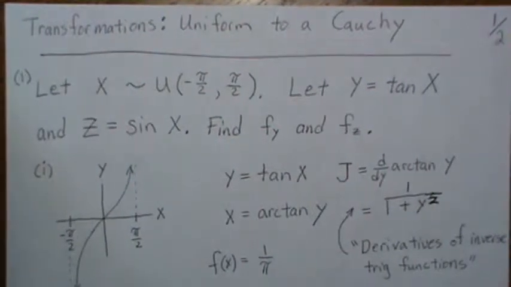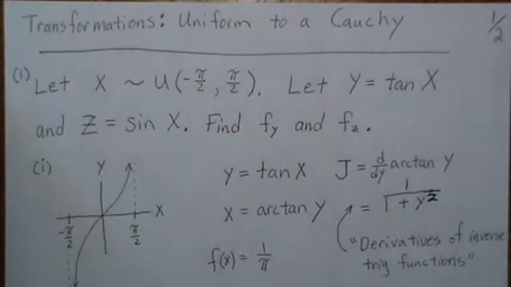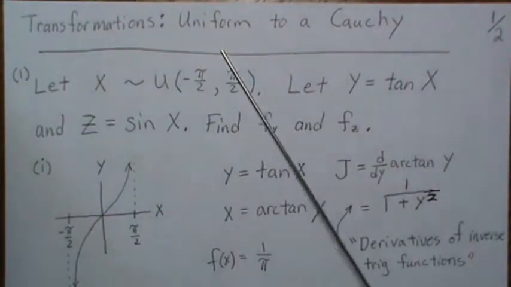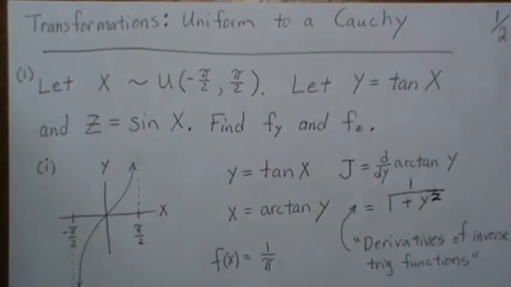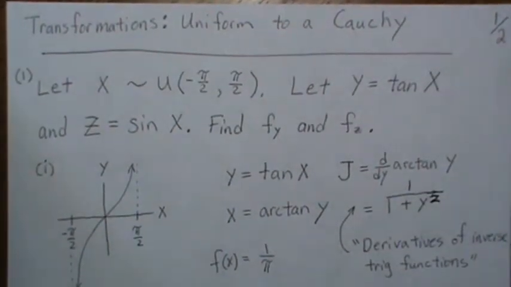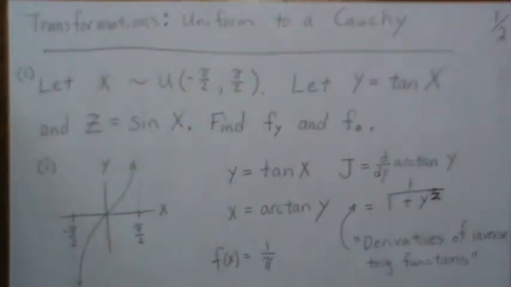Hello, this is the next video in a series I'm calling Transformations of Random Variables. In this video, we're going to look at a uniform distribution, and when we transform it, it goes to a Cauchy. And then we have a couple other examples. We actually go from a Cauchy back to a uniform also.